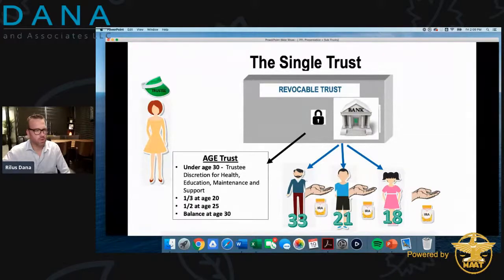Now this 21-year-old, his share, so he's over 20, so he'll receive 1/3 immediately. And then the rest of his share, it looks like, will be held in a trust for him. And then when he reaches 25, he'll receive half of the balance. And then at the age of 30, he'll receive the rest. This youngest beneficiary over here, 18-year-old, she's under 20. So all of her share will be held in trust for her until she reaches those ages. So that's how an age trust works.